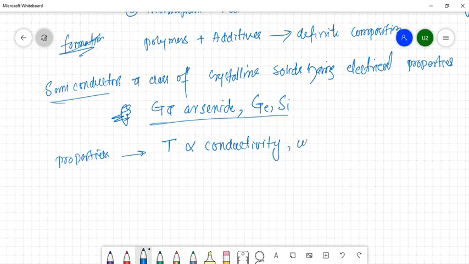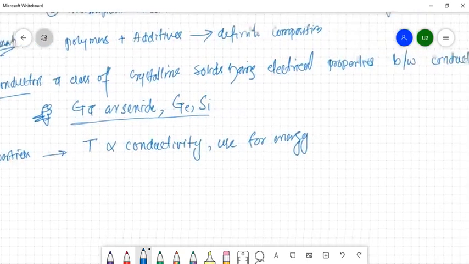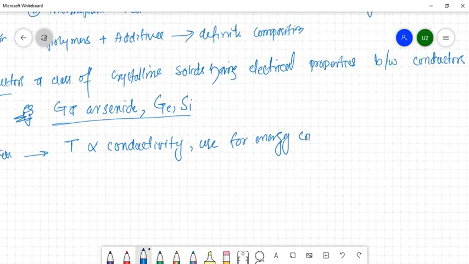It is also used for energy conversion, switches, amplifiers, and besides this, because of its exceptional nature, we are modifying it by a method known as doping.